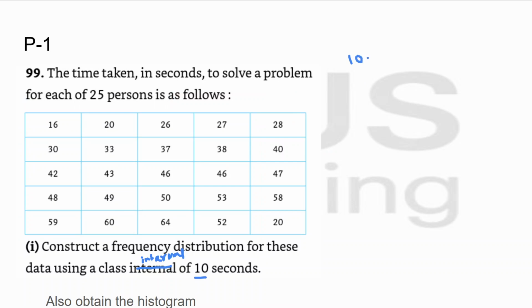10 onwards. It's a class interval of 10, so 10 to 20, 20 to 30, 30 to 40, 40 to 50, 50 to 60. What is the highest here? Highest is 59, and there is actually 64 also, so there should be one more interval, 60 to 70. Now all are included.